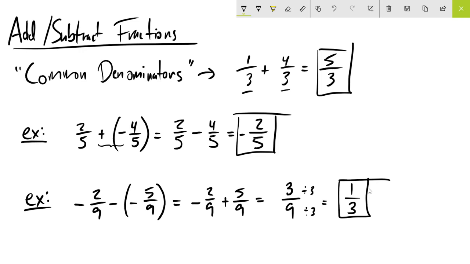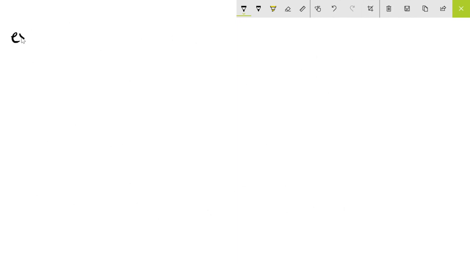So what happens, though, when we get into unlike denominators? Like if I wanted to, for example, add 1/2 and 1/3.